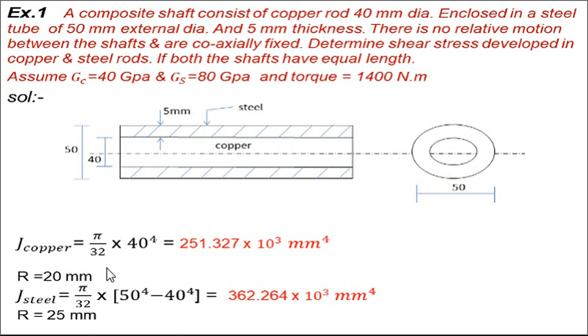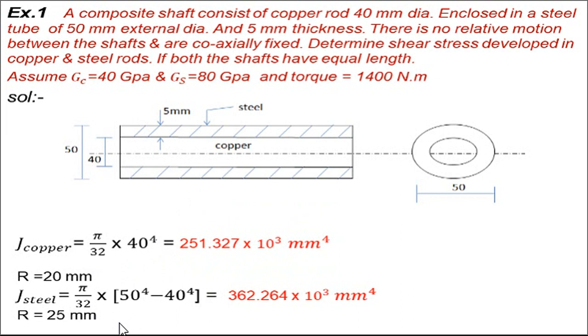So J steel, again the same formula, pi by 32 into d raised to 4. Here instead we use capital D and small d. Capital D is the outer diameter, given as 50 mm, raised to 4, minus the inner diameter of this composite shaft, which is 40 mm, so 40 raised to 4. This is a hollow section, that's why the formula becomes like this. You can solve this and find the answer for J steel.